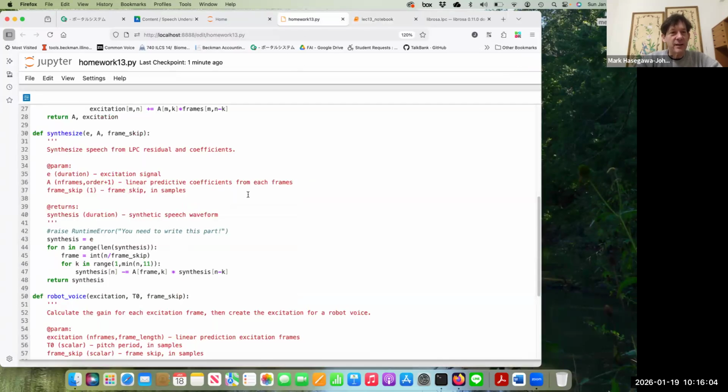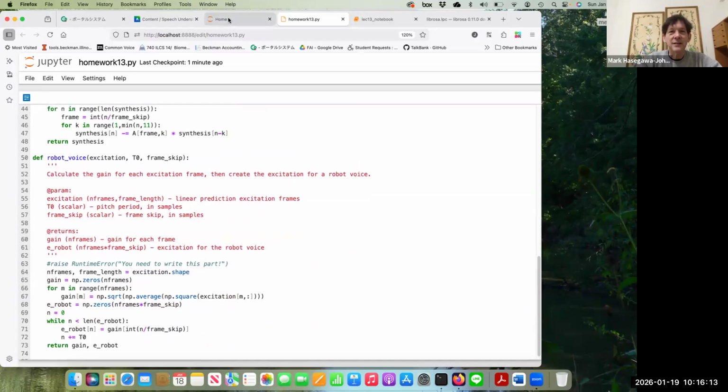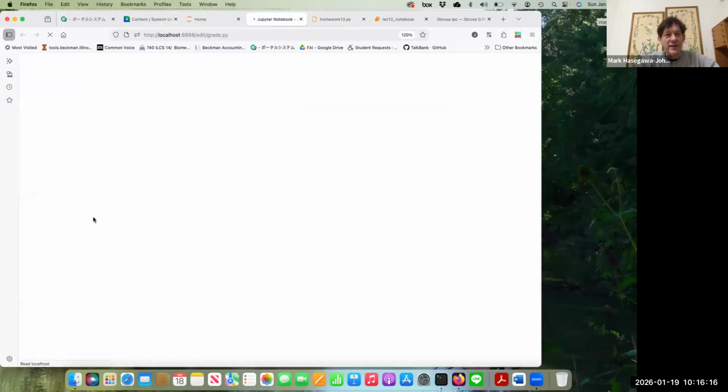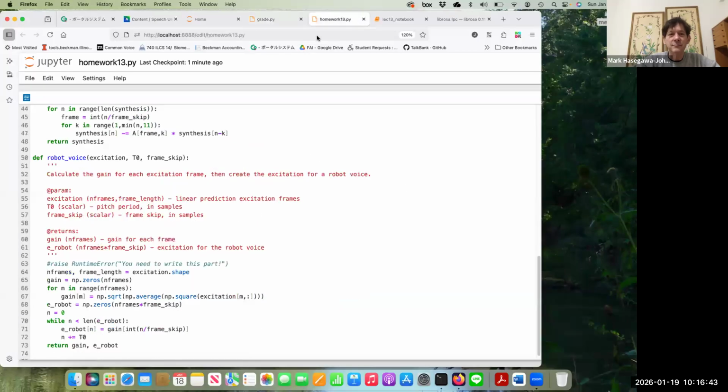I'm going to say if you get that particular error, don't worry about it. Make sure that it sounds good in the Jupyter Notebook. And if it sounds good, go ahead and check it in. I'm sorry, I'm not sure why it's throwing that particular error. If we look into grade.py, we should be able to find out where the error is coming from. It's coming from this assert greater than. It's saying that the average of the squared synthesis samples is not greater than the average of the squared excitation samples. I don't know why not, but let's not worry about it. Let's go ahead and check that in.